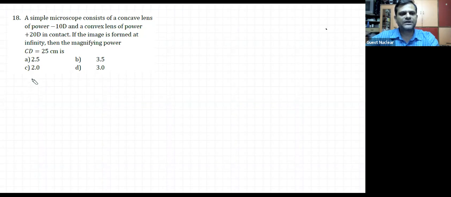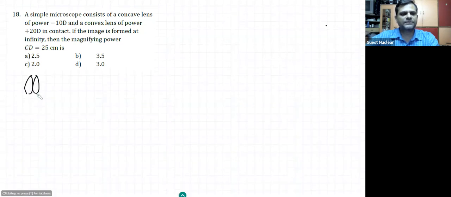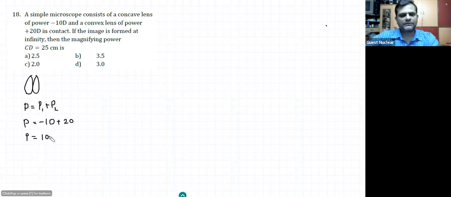So when two lenses are placed in contact like this, we know their powers actually add up. So we can say that the total effective power of the combination will be -10 plus 20, so that it becomes +10 diopter. Because of that, the focal length of this simple microscope is 1 upon power, which is 1 upon 10, that is 0.1 meter. That means the focal length of this lens is 10 centimeter.